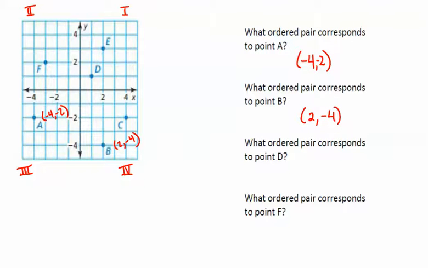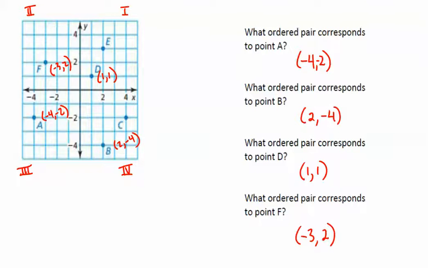Okay, for our next point, we're looking for D, and D is in the 1st quadrant. And to get to D, we're going to go right 1 and up 1. And so that would be (1, 1), both positive there. And finally, for point F, which is in the 2nd quadrant, we're going to go left 3, up 2, and so we have -3 for x, +2 for y.